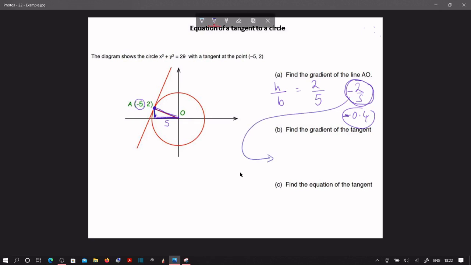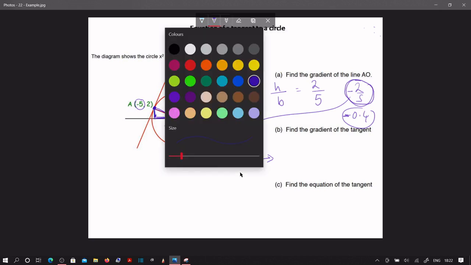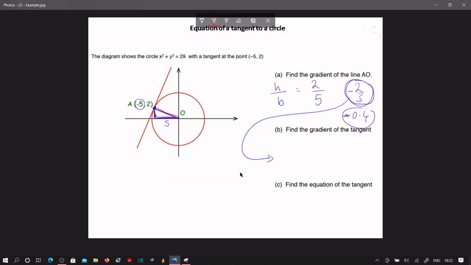Find the gradient of the tangent. I'm going to find out how steep this one here is. I don't need to draw a right angle triangle underneath it, because I can use this information here. Remember, the tangent and this line are perpendicular to one another. You can see here, that one there and that one there are perpendicular. And because they're perpendicular, you can easily find the gradient of this tangent, this perpendicular line.